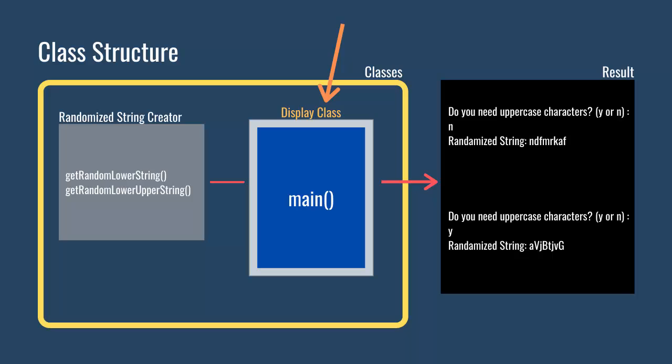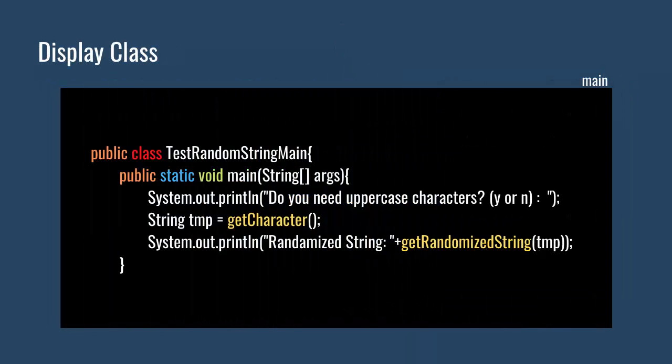Secondly, I'm going to explain the text random string main class. The class is to display the randomized string. We ask the user whether you need an uppercase or not in the first line in the main method. The second one is to get a character that the user inputs. We display a randomized string in the third one.